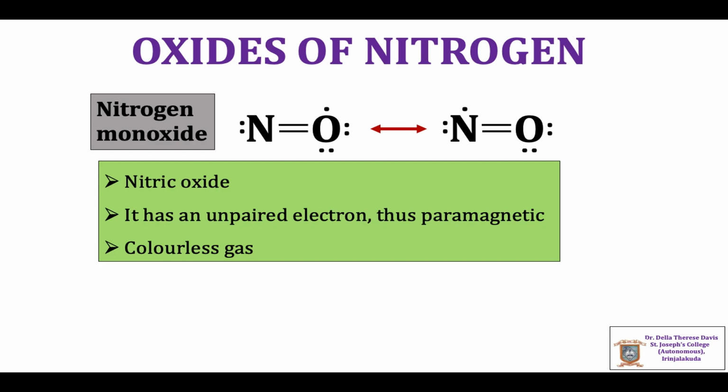Next one is nitrogen monoxide, in which the oxidation state of nitrogen is +2. This molecule is otherwise called nitric oxide. It has an unpaired electron and thus nitric oxide is paramagnetic. It is a colorless gas.